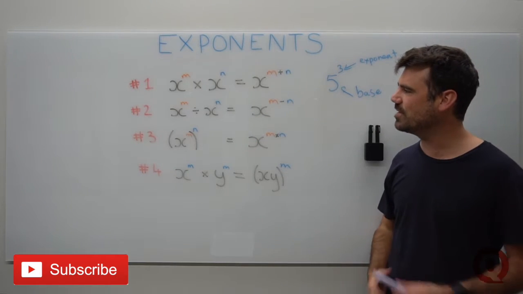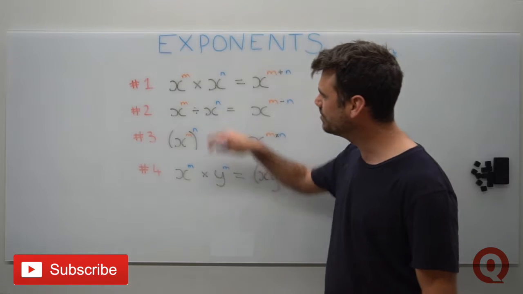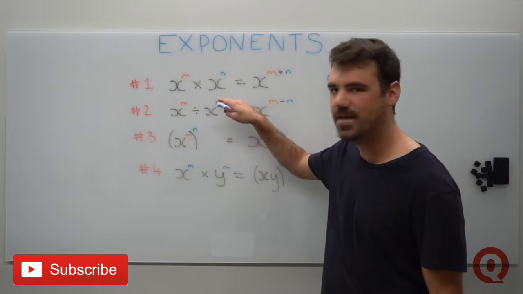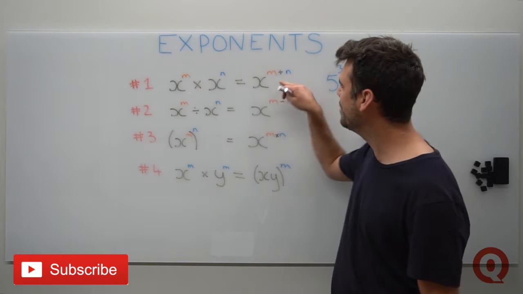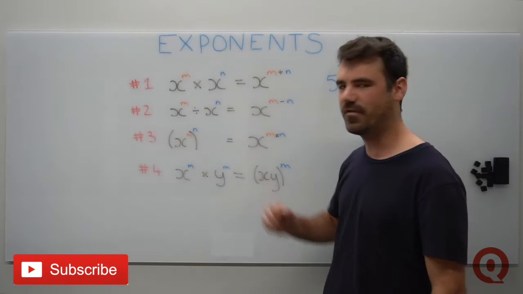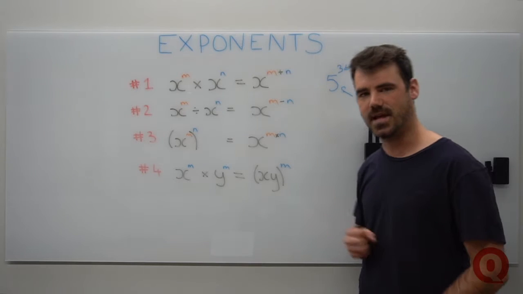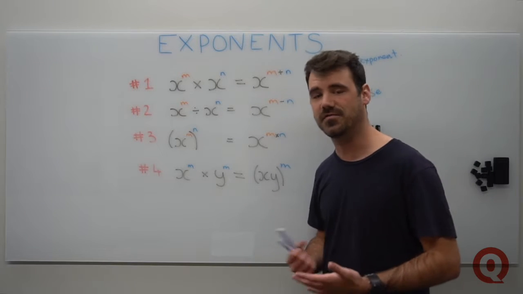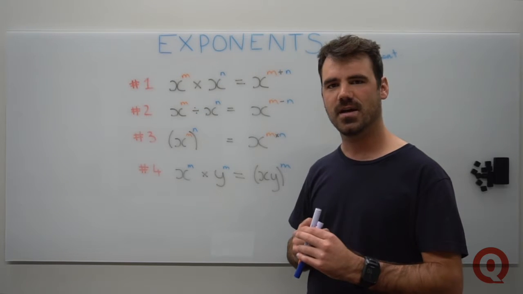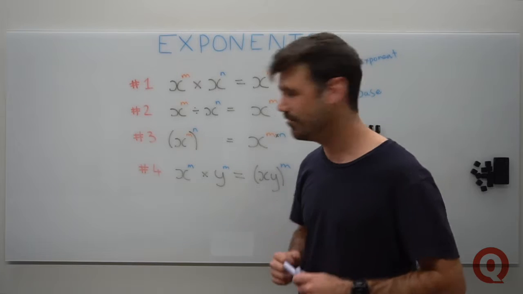Number 2, x to the power of m divided by x to the power of n. Well, if we notice, multiplication, now we have division. The bases are the same. Surely, if the rule is to add when we multiply, it should then be the opposite when we divide, which it is. So it's going to be x to the power of m minus n. For example, x to the power of 7 divided by x to the power of 3. My bases are the same, therefore I say 7 minus 3, which gives me x to the power of 4.